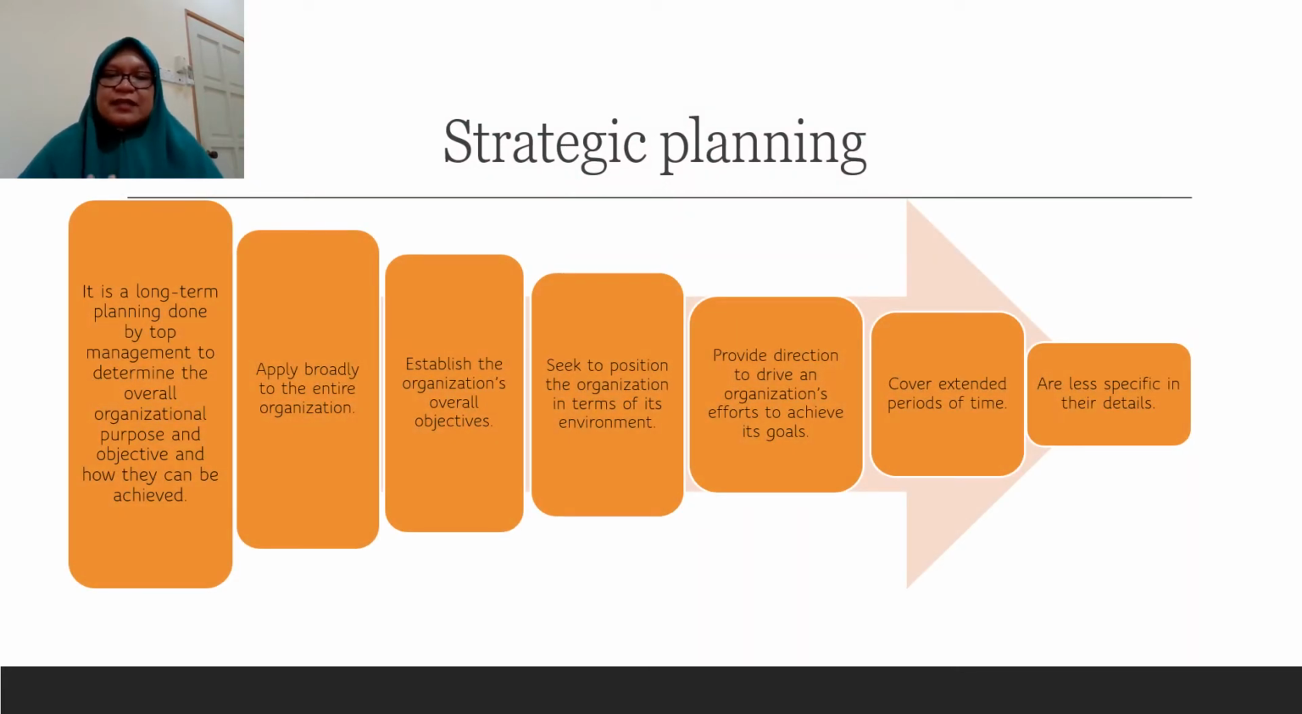Okay, so first let's see the strategic planning. It is long-term planning done by top management. So the long term must be done by the top management, to determine the overall organizational purpose and objective and how they can be achieved. So it is for the direction of the organization, where they want to be in the future. It applies broadly to the entire organization.